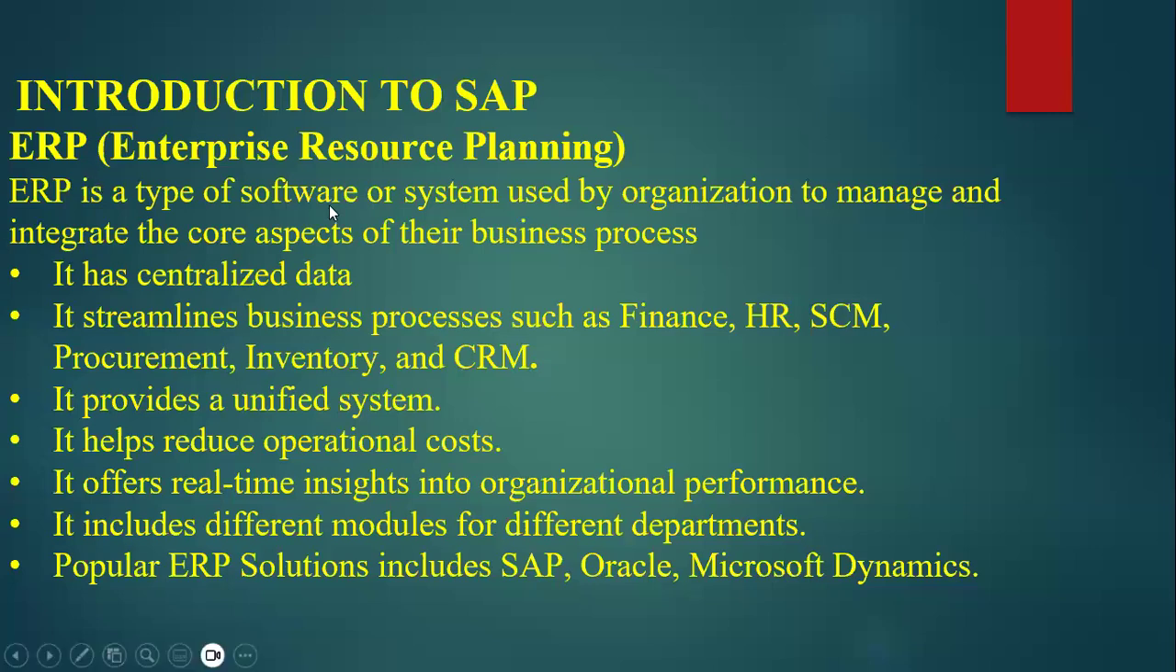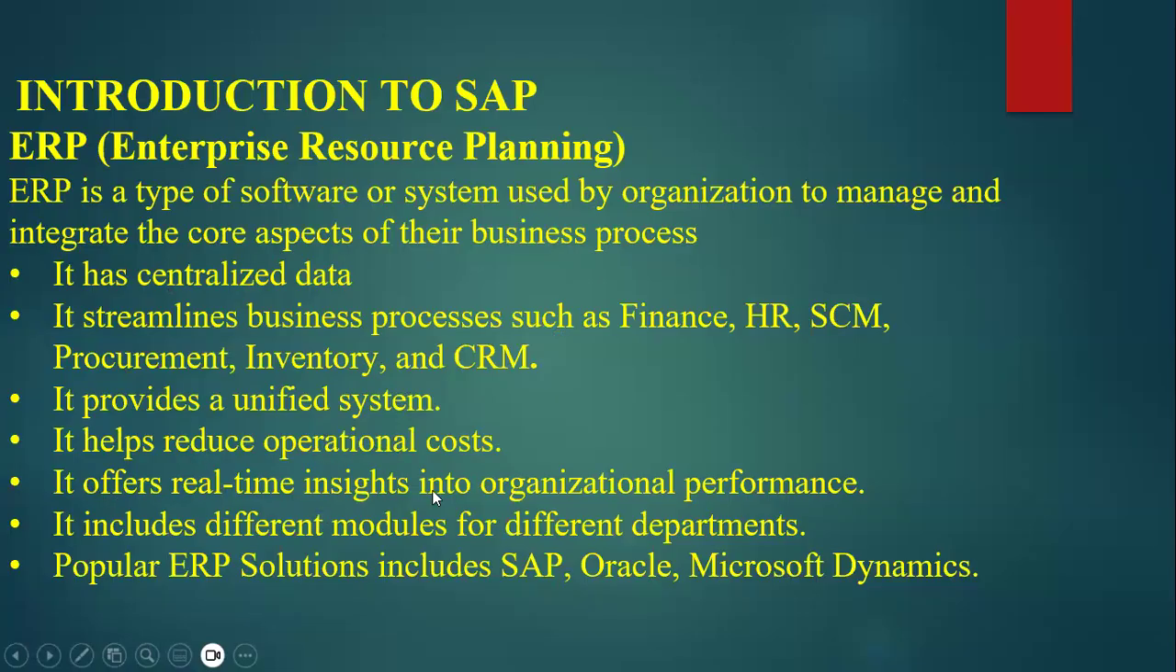So ERP is a type of software or system used by organizations to manage and integrate the core aspects of their business process. It has centralized data. It streamlines business processes such as finance, HR, SCM, procurement, inventory, CRM. It provides a unified system. It helps reduce operational cost. Why is it reducing the operational cost? Because we don't need to manage different software for finance, HR, SCM. We will be using only one software. So that's why it is reducing our operational cost also.